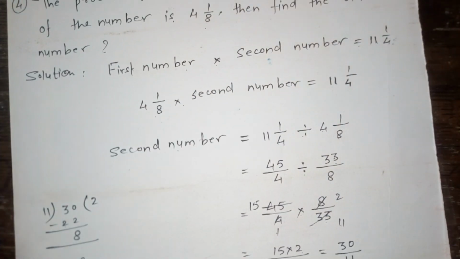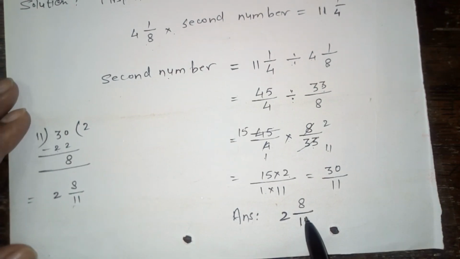Okay, so according to the question, your second number is 2 and 8 upon 11. It is the required answer of the given question.